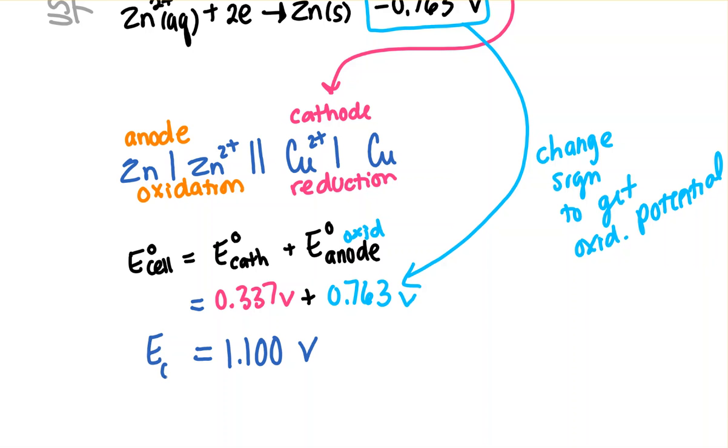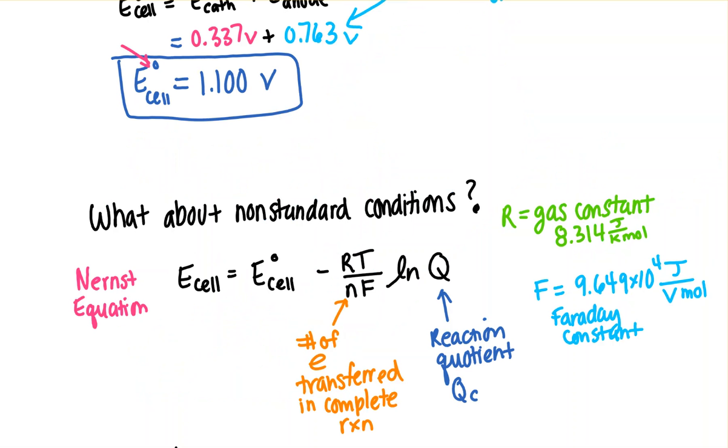So the cell potential overall that we've made is 1.100 volts. Okay. And because I used that table that had standard values, this is under standard conditions. That's what I would expect for the voltage. Well, what if the conditions are not standard?